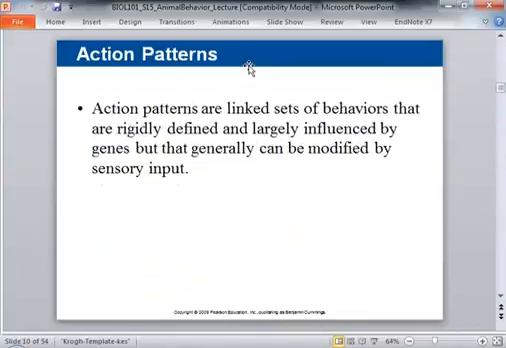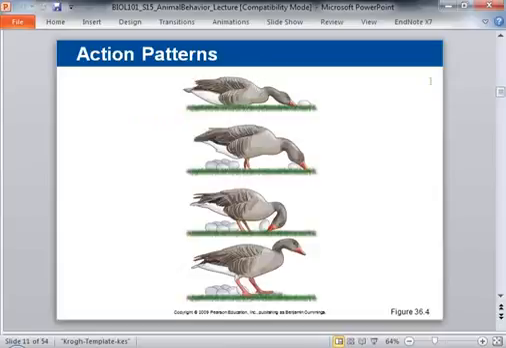We're going to skip this part on reflexes. Action patterns are things that we find, they're linked sets of behavior that are rigidly defined and largely influenced by genes, but can be modified by sensory input. And the example they always give of action patterns in classic behavior textbooks is this goose here. And what's going on is this goose has eggs. And if there is an egg over here, this goose will work to move that egg back to be with all the others. And it's a very programmed response. They see the egg, they go, they move it.